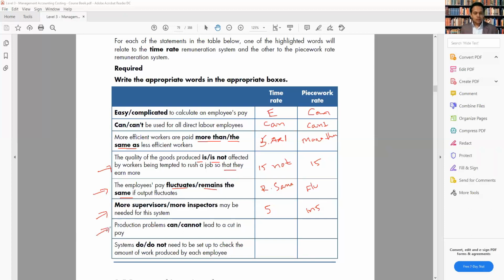Next one, production problems can or cannot lead to cut pay. So for production problems, we said cannot for the time rate. We'll get paid anyway. But with piecework, if I cannot make units, I will not get money. So obviously that will have an effect on my pay.